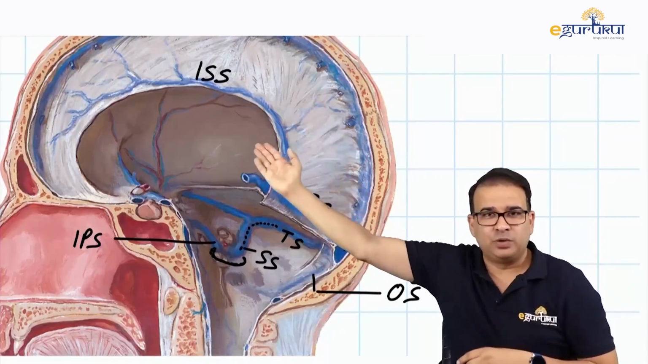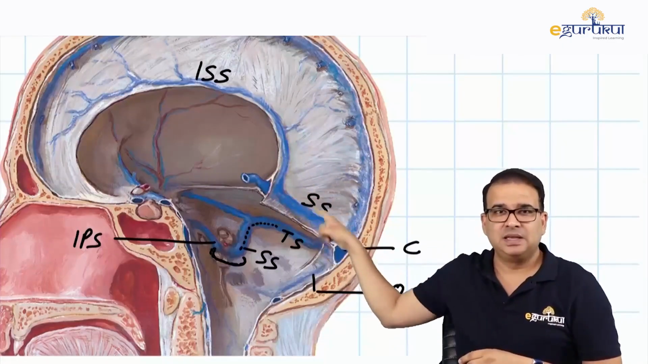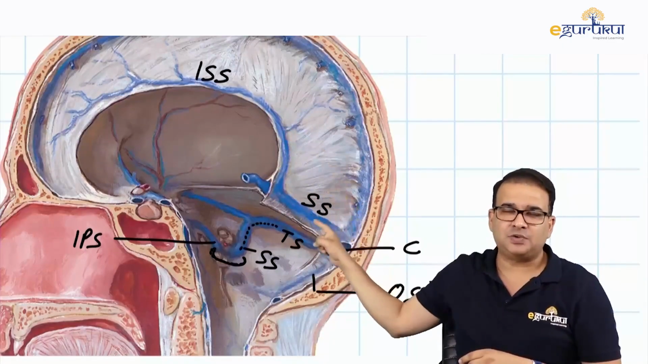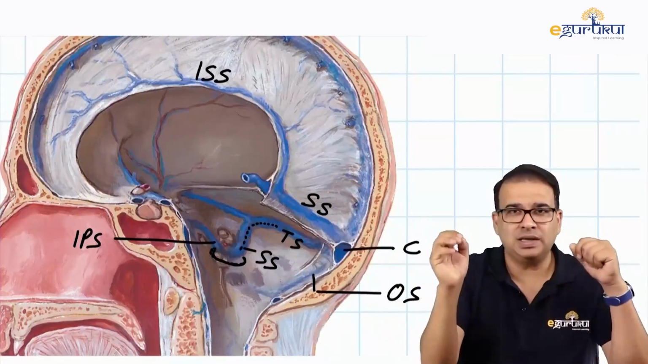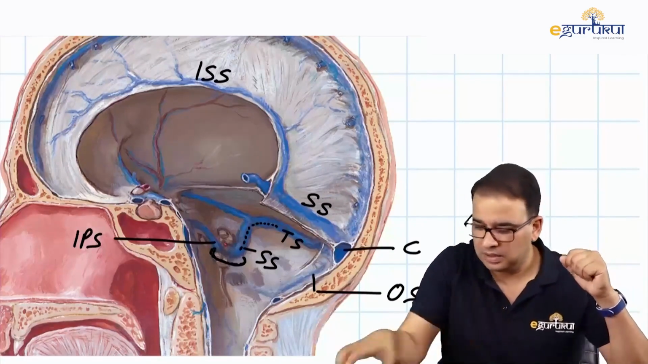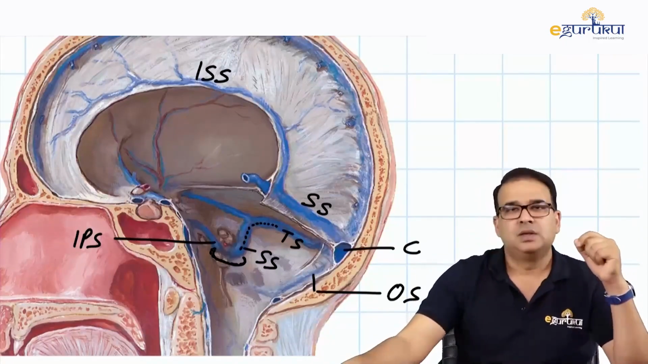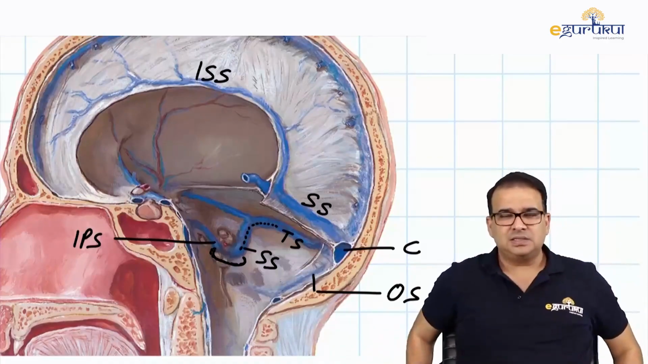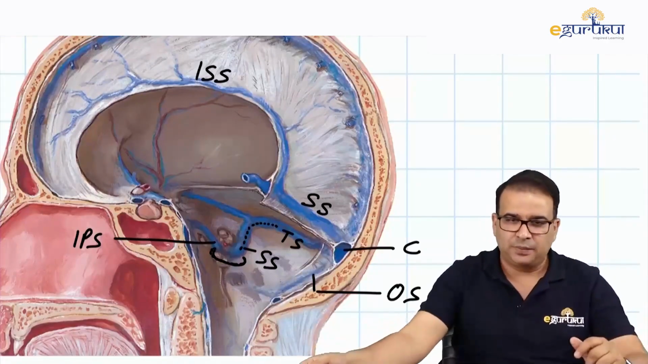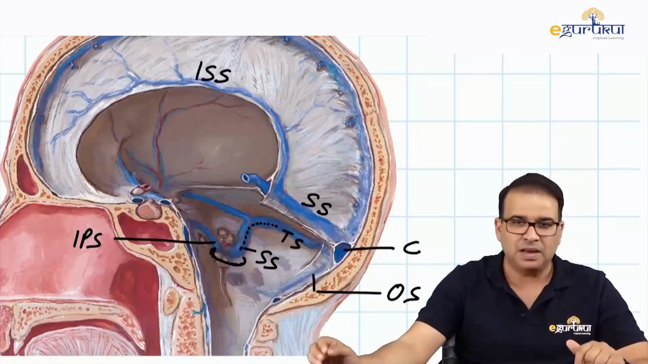It is away from the bone, of course, and one is a straight sinus. Inferior sagittal sinus and straight sinus are present only in the meningeal layer of dura mater. So please note that inferior sagittal sinus and straight sinus are present only in the meningeal layer of dura.